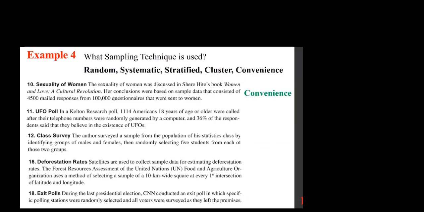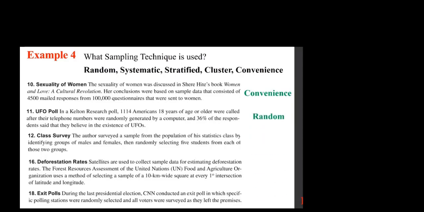The next one. UFO poll. In a Kelton Research poll, 1,114 Americans 18 years of age or older were called after the telephone numbers were randomly generated by a computer. And 36% of the respondents said that they believe in the existence of UFOs. So what do we have here? Random. It's a basic random sampling.